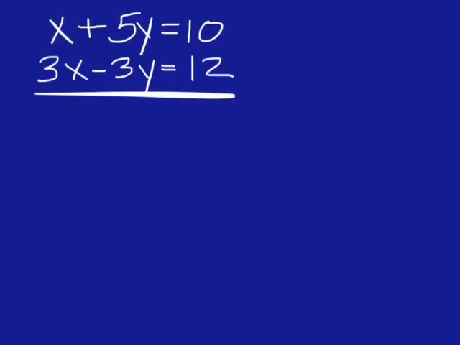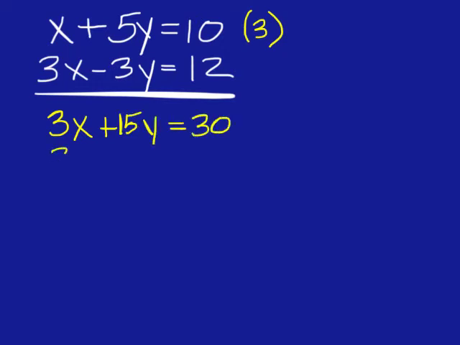Practice problem. X plus 5y equals 10, and 3x minus 3y equals 12. The solution for the practice. Out here you have a 1 and a 3. The least common multiple would be 3. There is no need to multiply the bottom one by anything because you already have a 3. But you must multiply the top one by 3 to get 3x plus 15y equals 30. But the bottom one does not have to change.